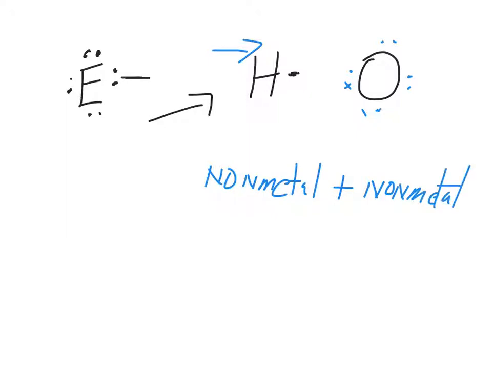Okay, when you have two nonmetals coming together, that's a covalent bond. Okay? When you have a covalent bond, and this is from yesterday's notes, the electrons are going to share.